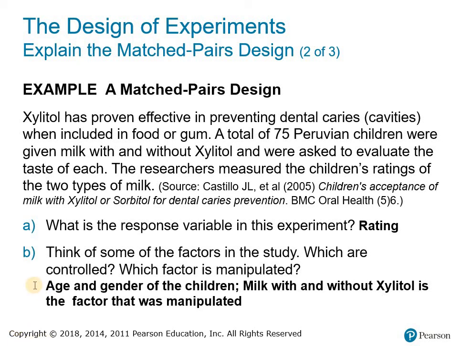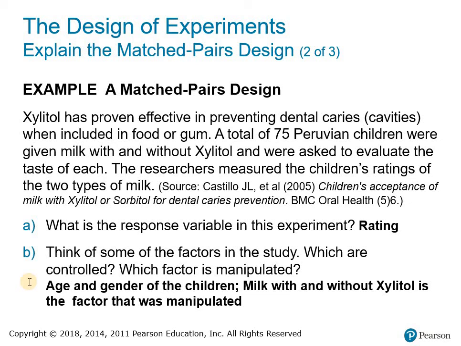Here's an example. Xylitol has proven effective in preventing dental cavities when included in food or gum. A total of 75 Peruvian children were given milk with and without xylitol and were asked to evaluate the taste of each. The researchers measured the children's ratings of the 2 types of milk. So, what is the response variable in this experiment?